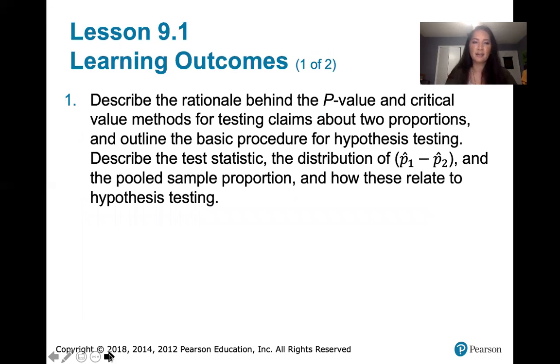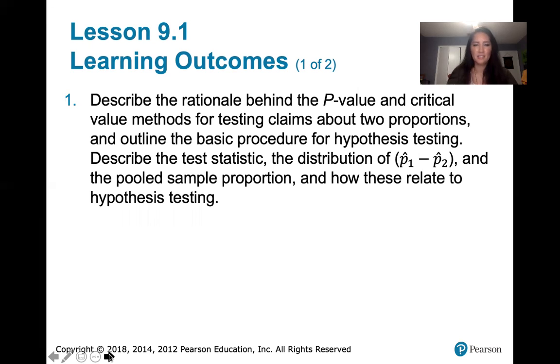Now, here are our learning outcomes. With our first learning outcome, my goal is really for you to understand what you're doing and why you're doing it. So after watching this video, my hope is that you'll be able to describe the rationale behind the p-value method and the critical value methods for testing claims about two proportions. And I'll also want you to be able to outline the basic procedure for hypothesis testing. We'll do all of that in the video for 9.1.1.